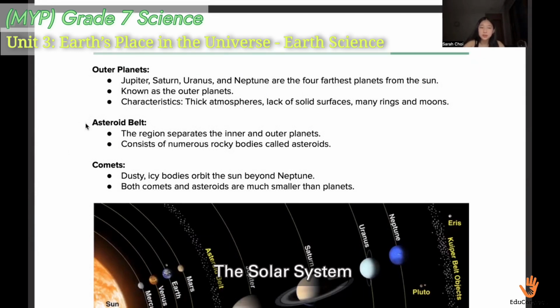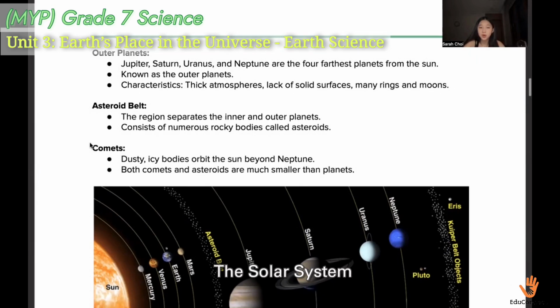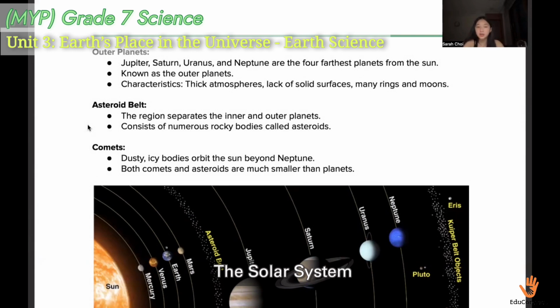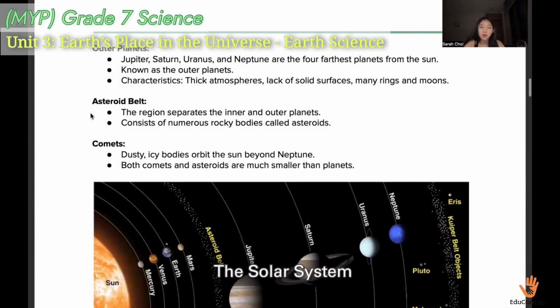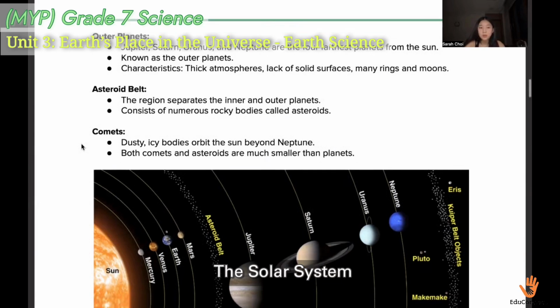The asteroid belt is the region that separates the inner and outer planets. It consists of numerous rocky bodies called asteroids. Hence, it is called the asteroid belt. Comets are dusty, icy bodies that orbit the sun beyond Neptune. Both comets and asteroids are much smaller than planets.